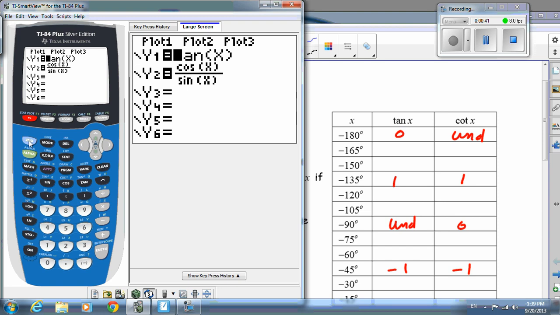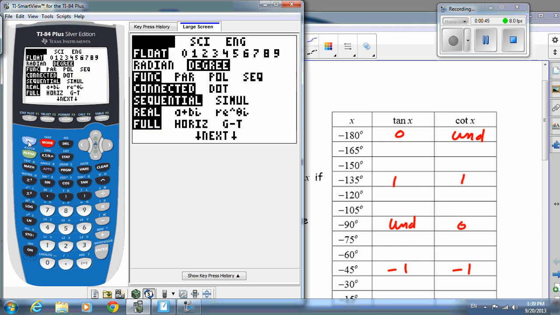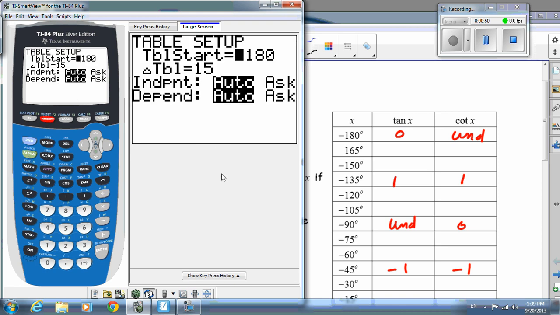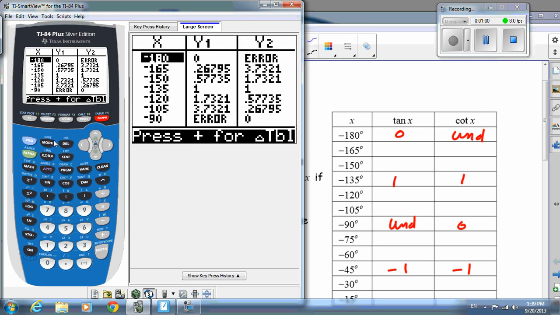Once you complete this, if you go under your table, make sure your calculator is in degrees, and make sure also that your table is set to start at negative 180, just as on our paper, and it will go every 15 units. So on your table, you should be able to get all the values. I want you to copy all these values from this table onto your worksheet.